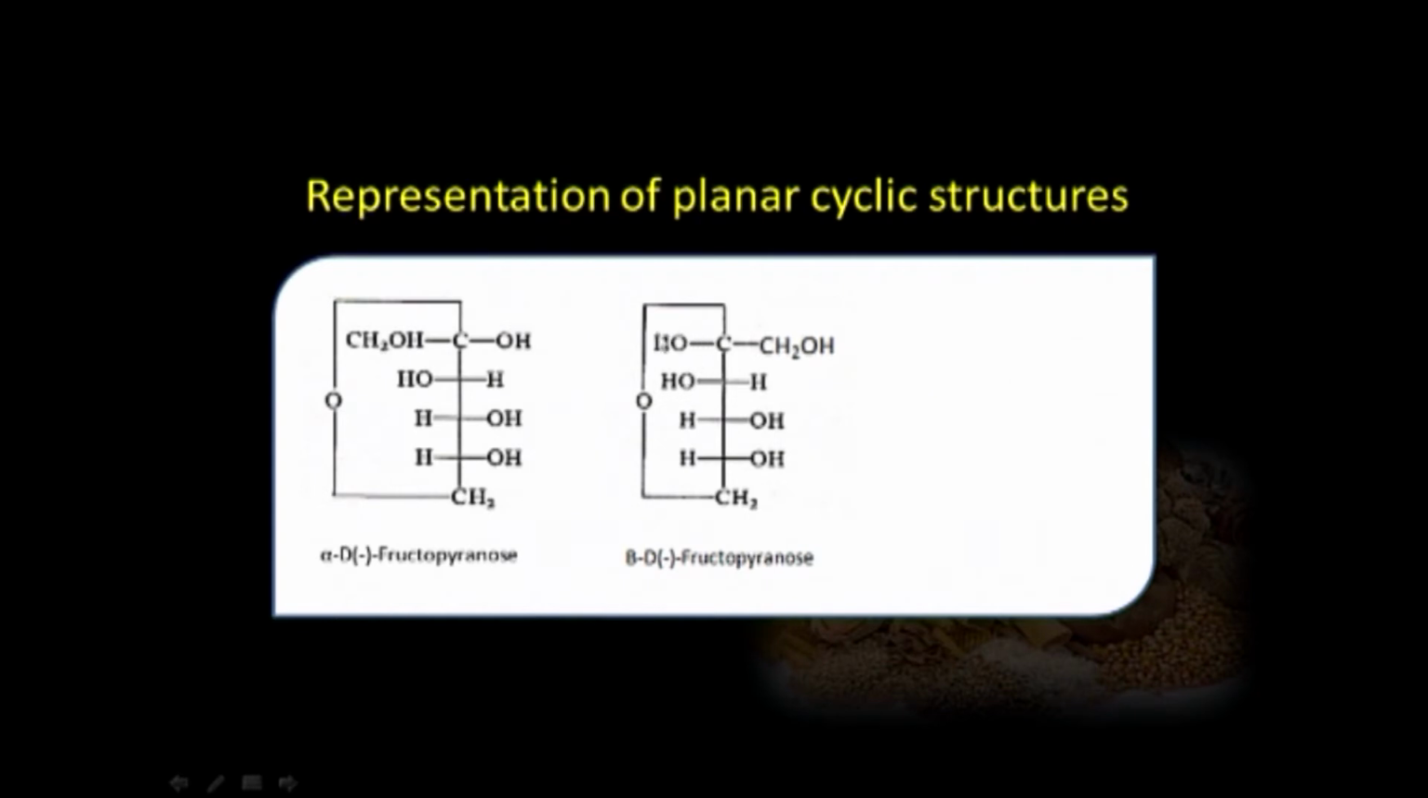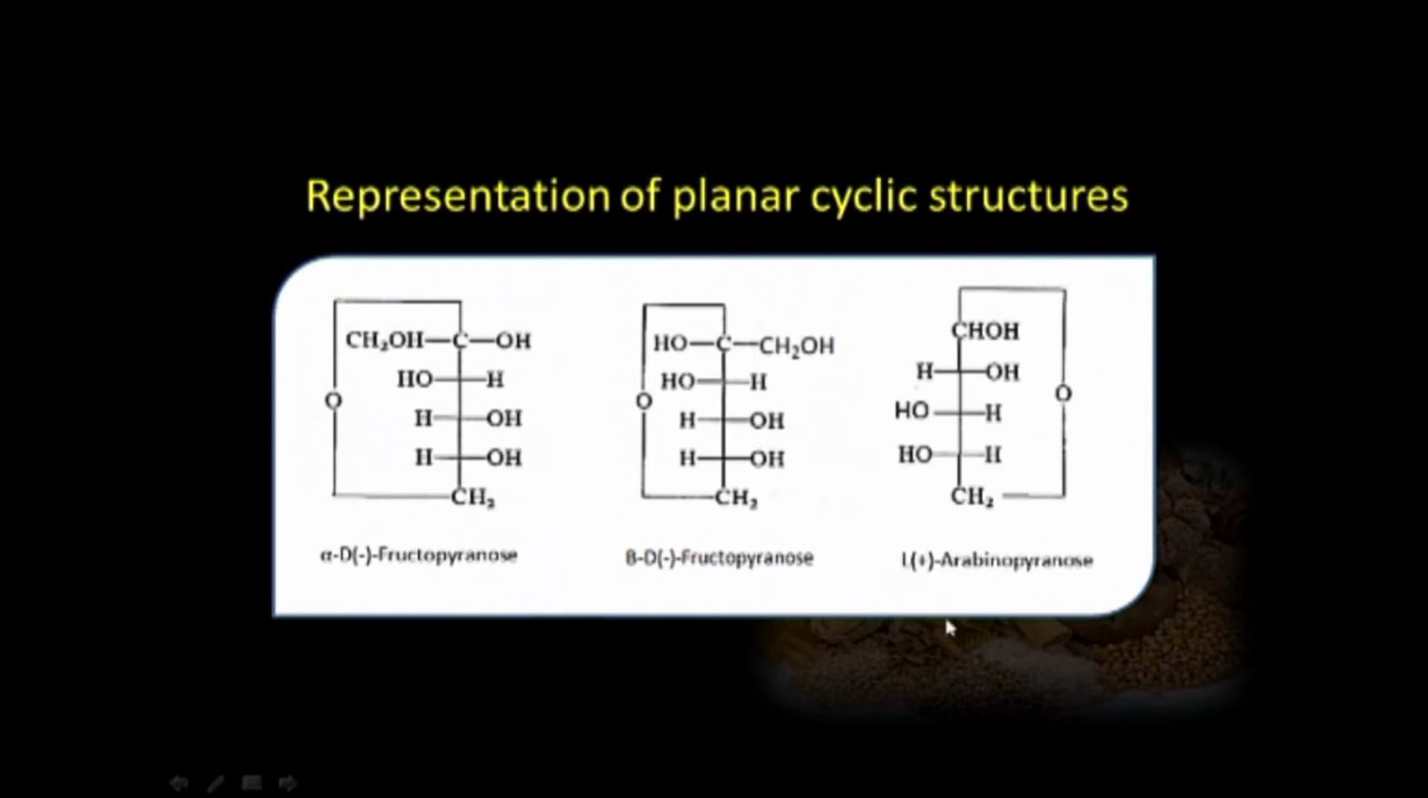So, this hydroxyl is on the left side, but we have drawn this ring from this side because this is a levorotatory compound. L plus arabinopyranose, a 6 membered ring structure for arabinose. Now, this hydroxyl is involved. Since it is a dextrorotatory isomer, then we draw the ring from right side. So, these are the conventions for drawing the rings when we draw planar cyclic structures.